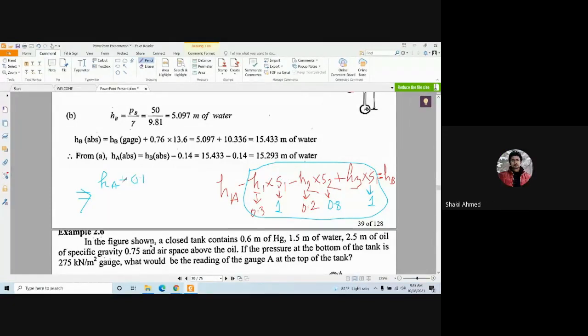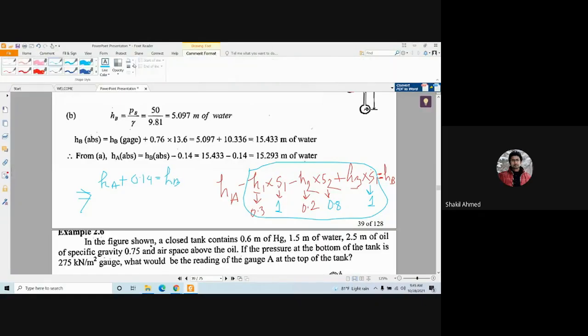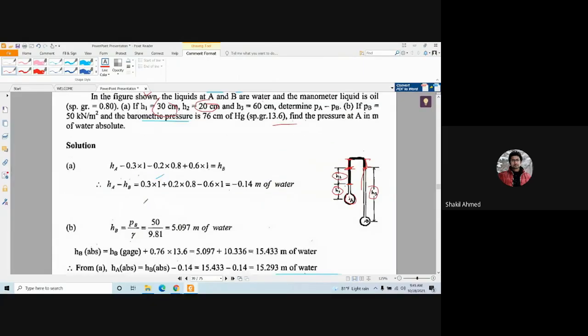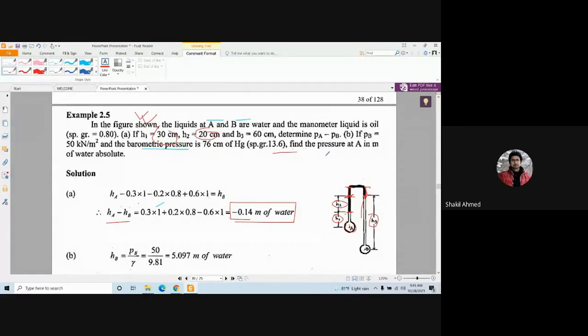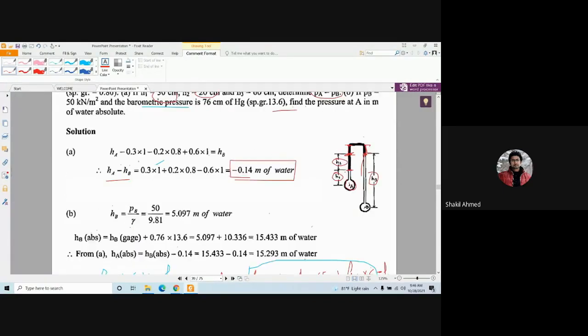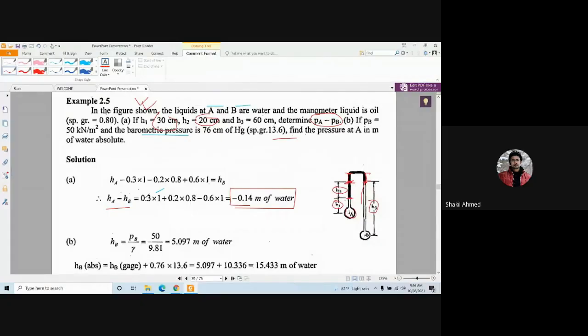So negative, negative, it will be positive, equals HB. So you can write HA minus HB equals minus 0.14. That means that HB is larger than HA. The pressure at B is higher than pressure at A. HA minus HB equals minus 0.14 meter of water. Now what they have asked us to do: determine PA minus PB. So this is simple. PA minus PB is this.